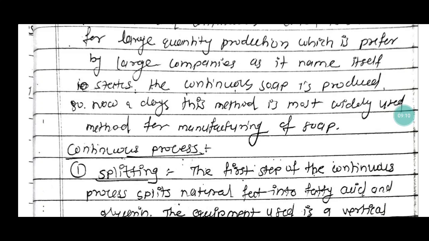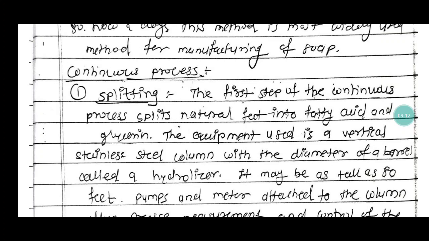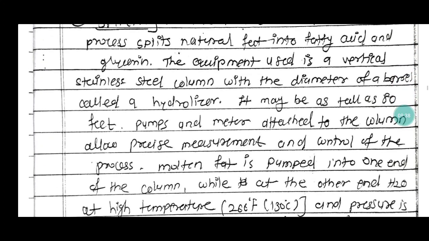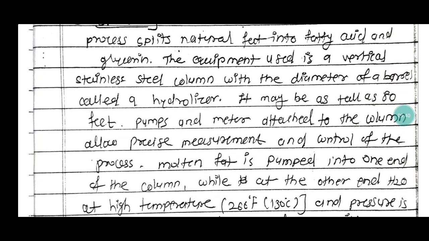In the continuous process, the first step is splitting, which splits the natural fat into fatty acids and glycerin. The equipment used is a vertical stainless steel column with a barrel called a hydrolyzer. It may be as tall as 80 feet.